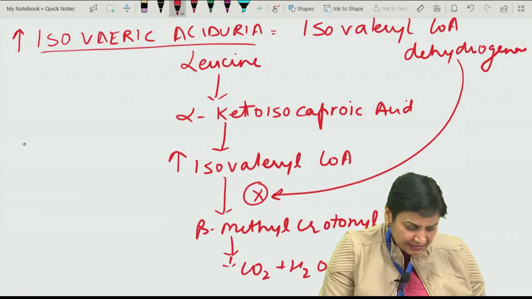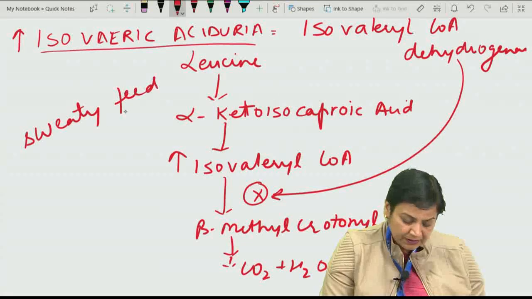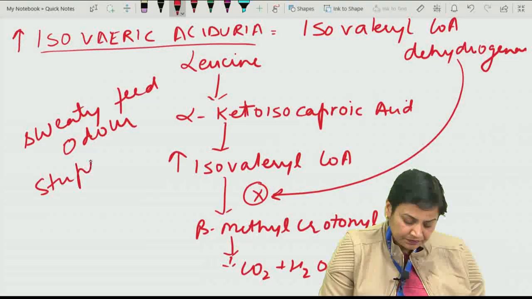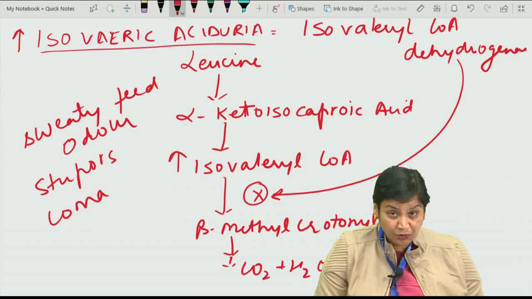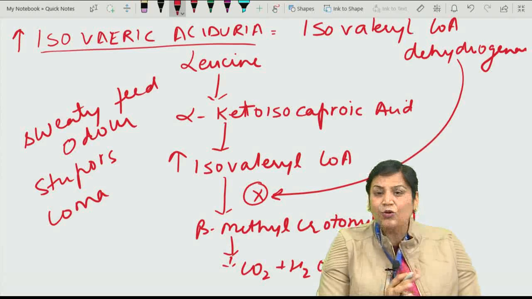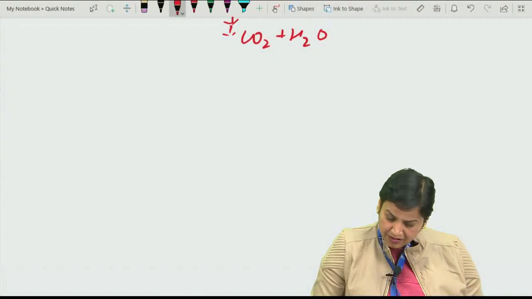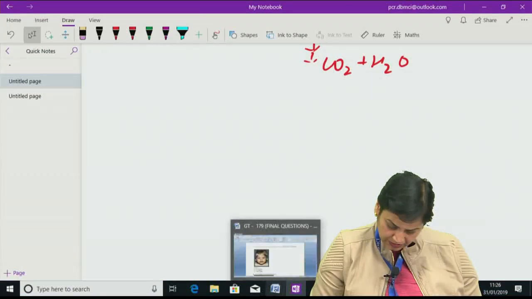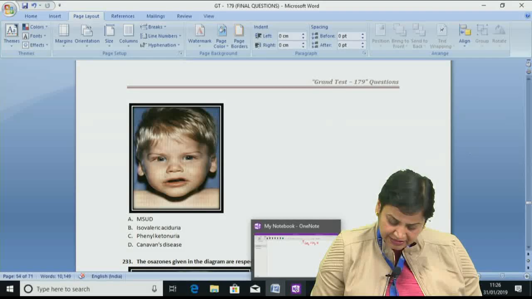Major symptoms of this is, the patient has sweaty feet odor, stupor, and the person can go into coma also. But again, there is no concept of blue eyes here, and this is mainly due to the deficiency of enzyme isovaleryl coenzyme A dehydrogenase. Phenylketonuria. Then is Canavan's disease.